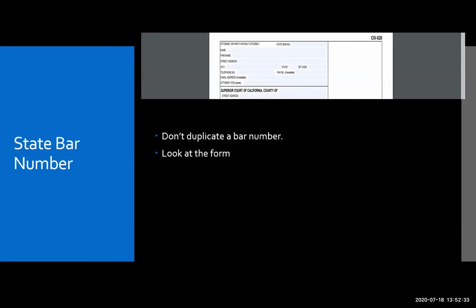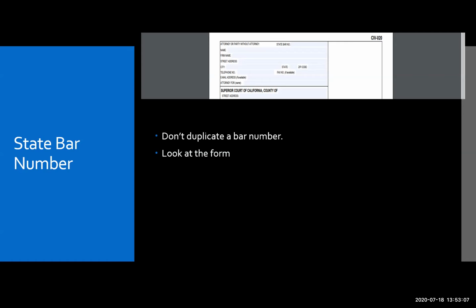State bar number. We don't duplicate a bar number. I want you to look at every single form you are filling out. Notice the one on your screen here. It has a spot for the state bar number. So in the name slot there, you would just put the attorney's name followed by Esquire.